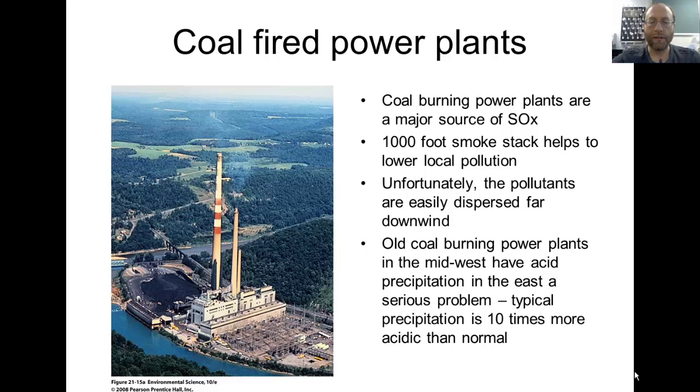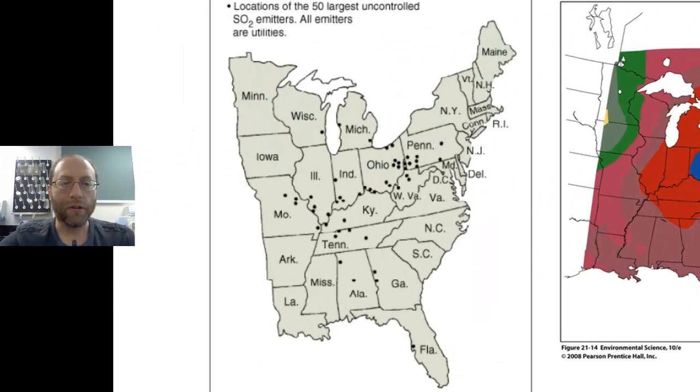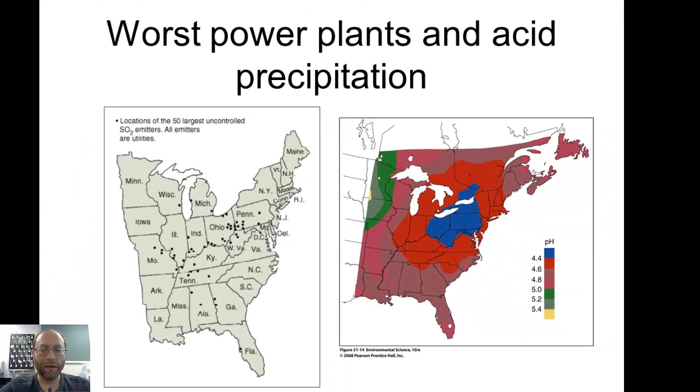These old coal-burning power plants in the Midwest have given the East a serious acidic precipitation problem. The typical precipitation in the East is 10 times more acidic than normal because of these several old coal-burning power plants. You see in the diagram over here the 50 worst largest uncontrolled sulfur dioxide emitters. A lot of them are in the Midwest, and these are areas where they don't have a lot of controls. And the areas where you've got the major problems, by and large, in terms of precipitation, are areas where you don't have it because they have pollution controls.